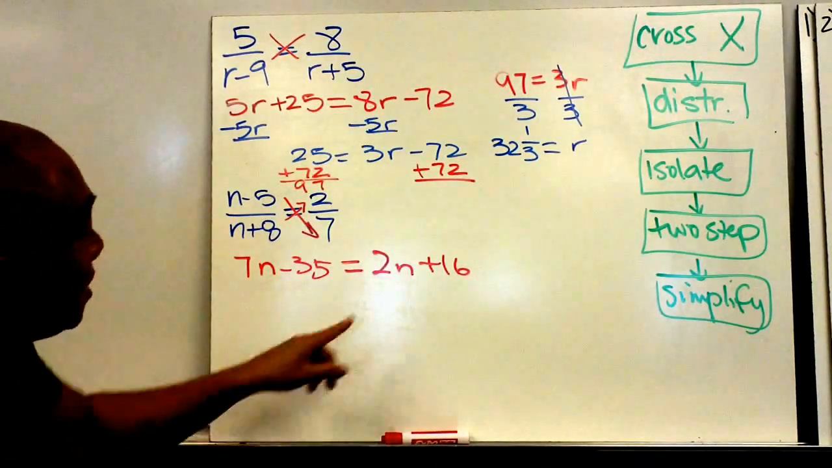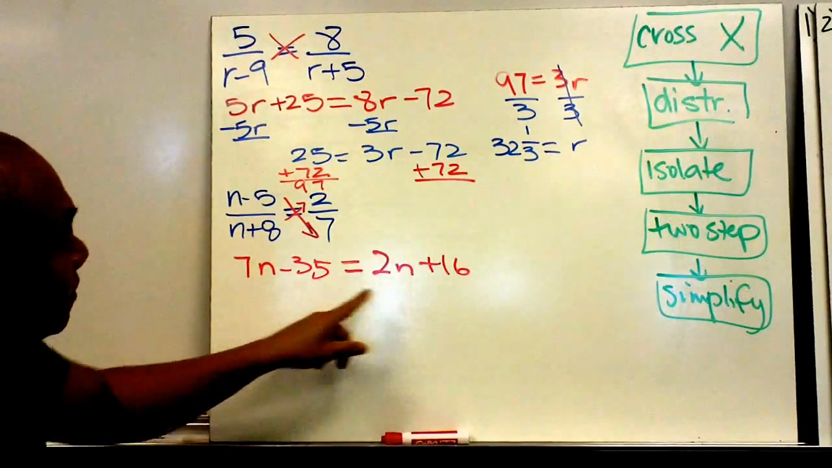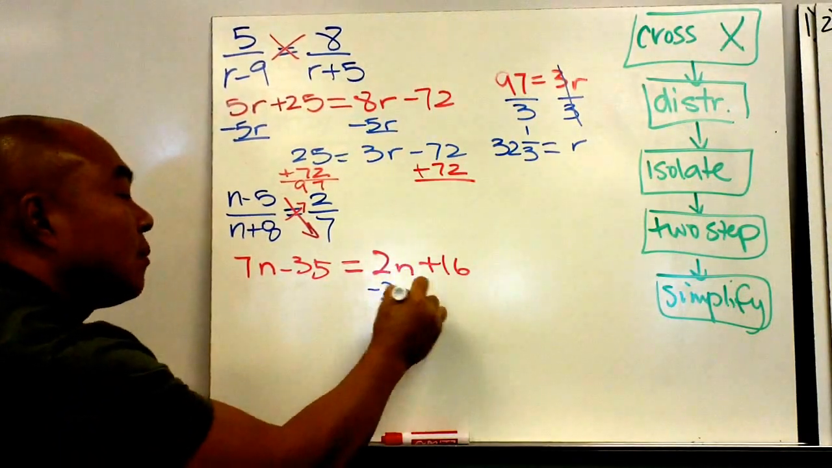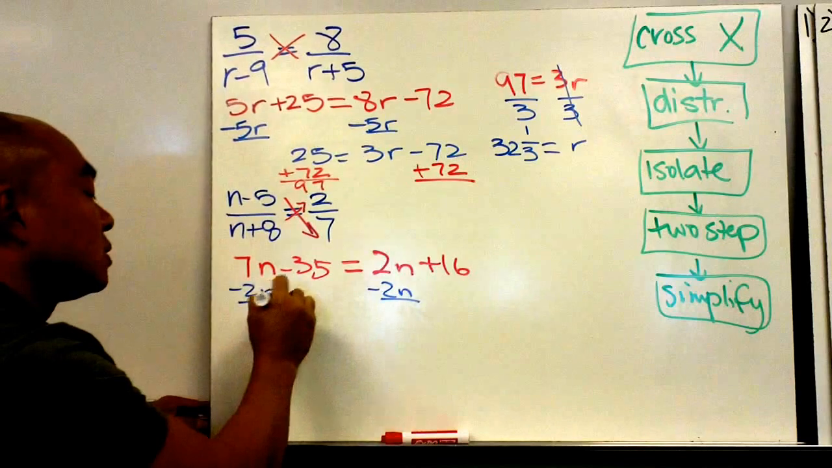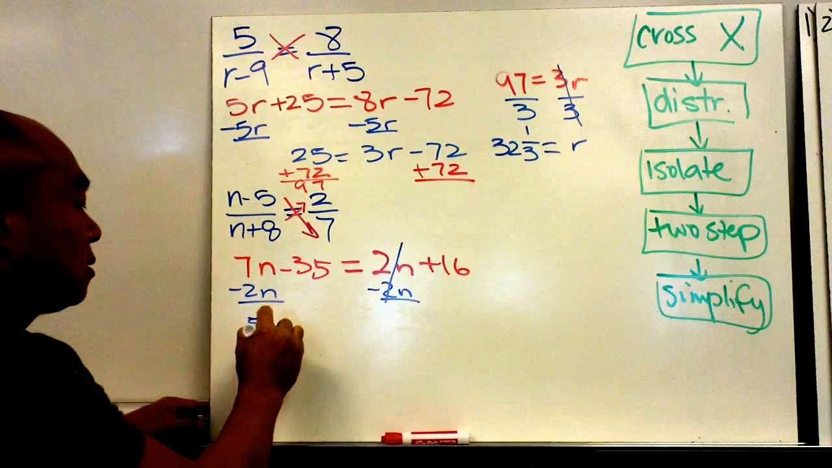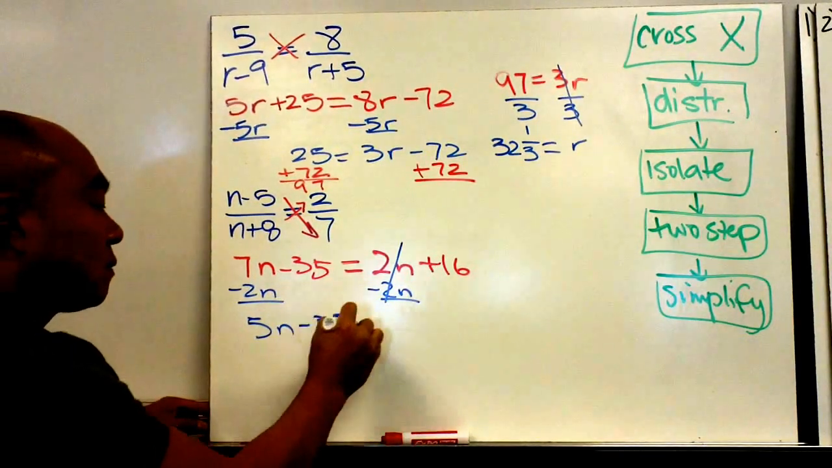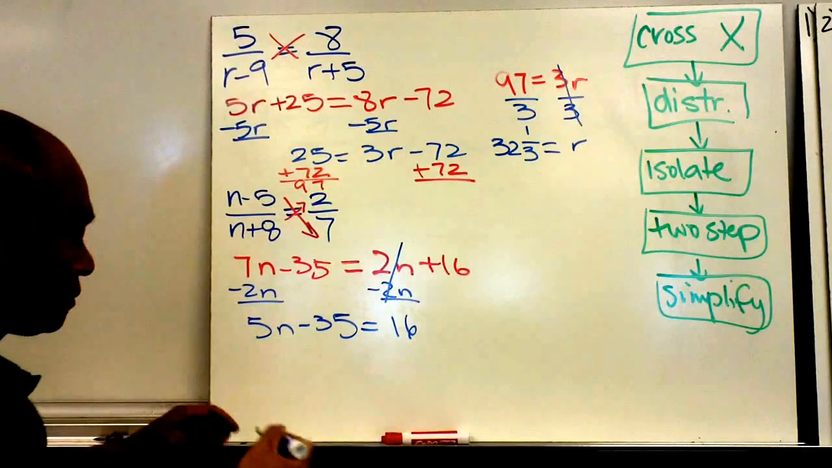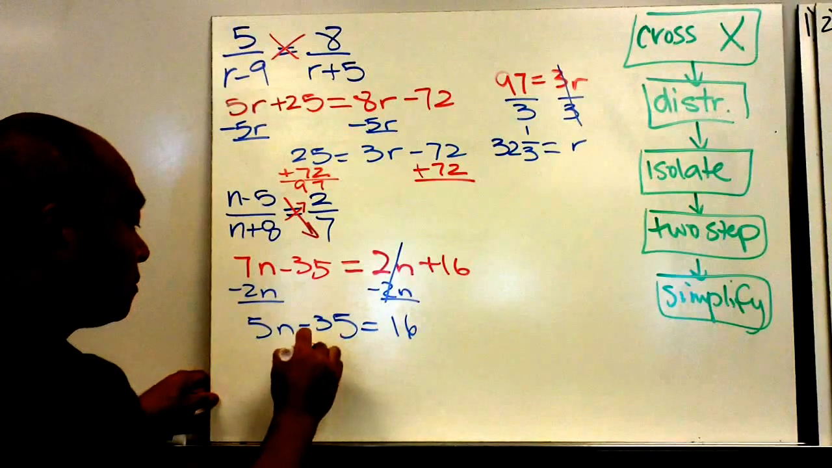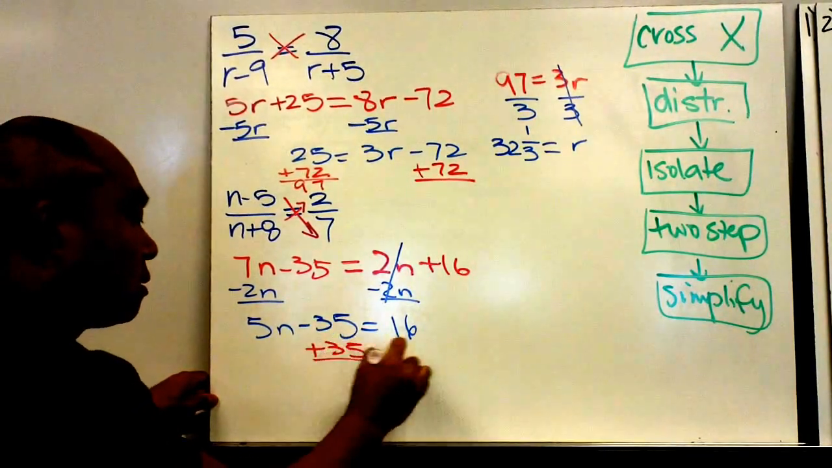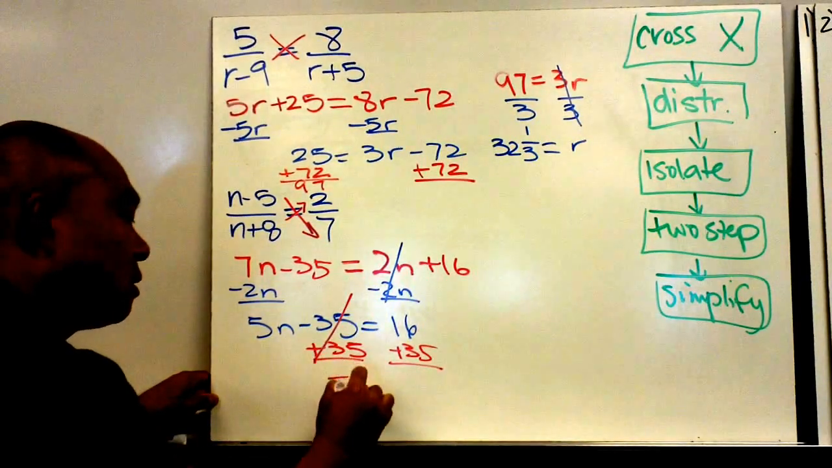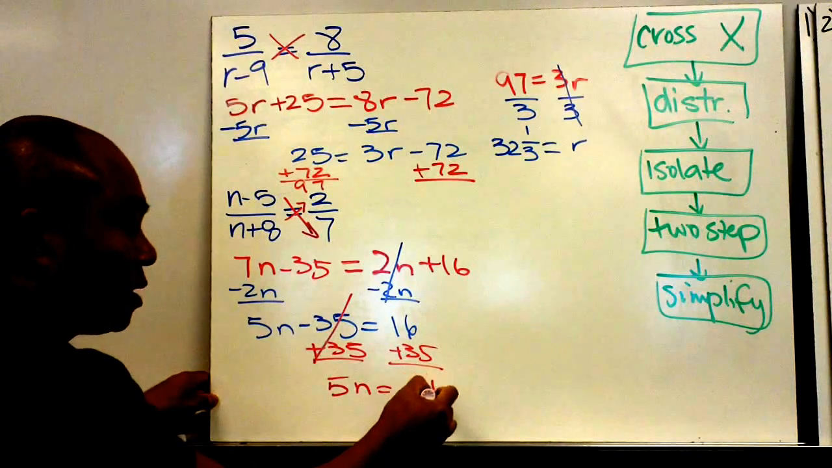So I'm going to just take my 2 variable answers and take away the 2, just because that's going to leave me with a positive answer. I'm going to subtract 2n from both sides, property of equality. That's gone right here. Here I'm going to be left with 5n minus 35 is equal to 16. I'm going to add 35 to 16. Property of equality again. That's gone. I now have 5n is equal to, and that looks like 51.